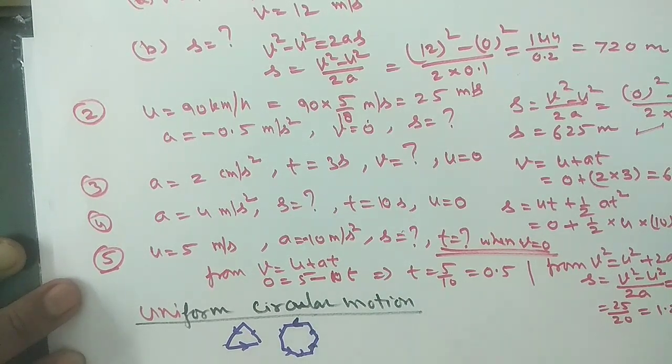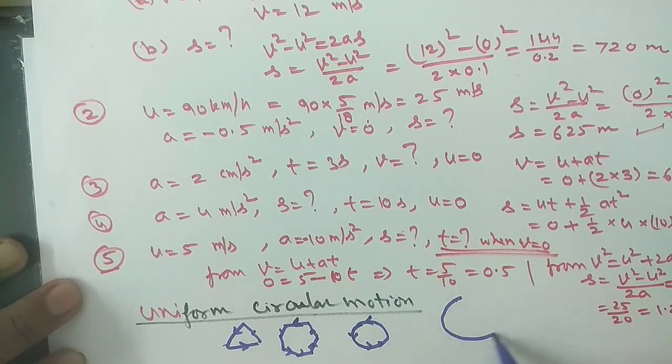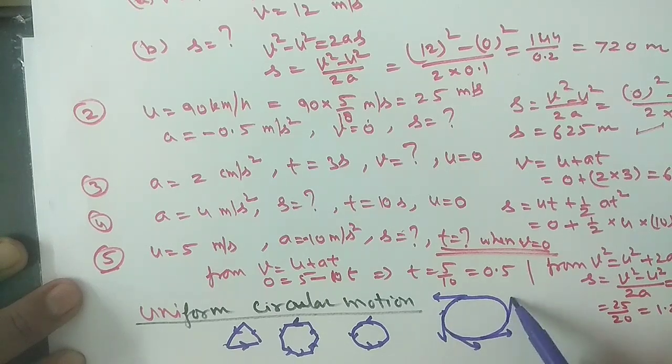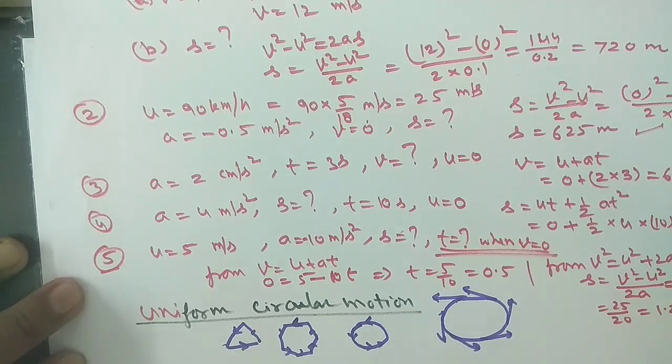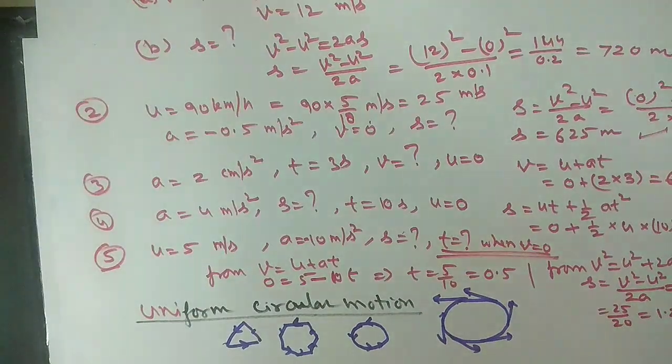But if you move on a circular path, then the change in the direction is infinite. Infinite means here this is the direction, here this is a different direction, here this is a different direction. By plotting the tangent, you can find the different directions. Every moment direction will change. So this is the circular motion. When a body moves on a circular path, its motion is the circular motion.